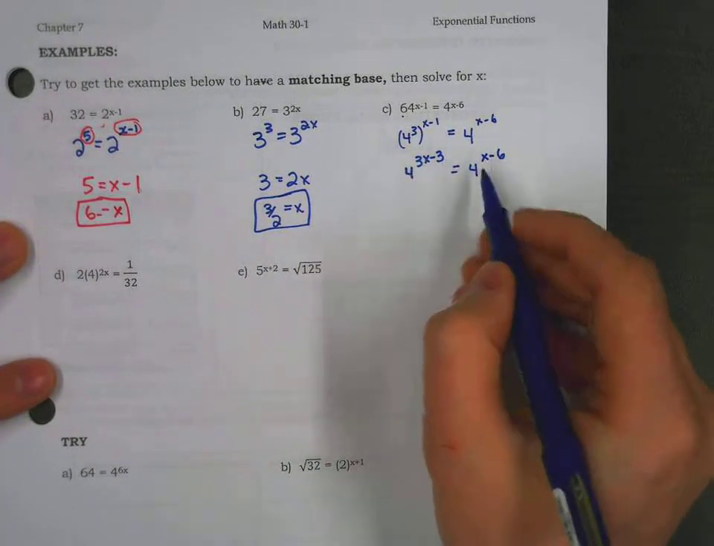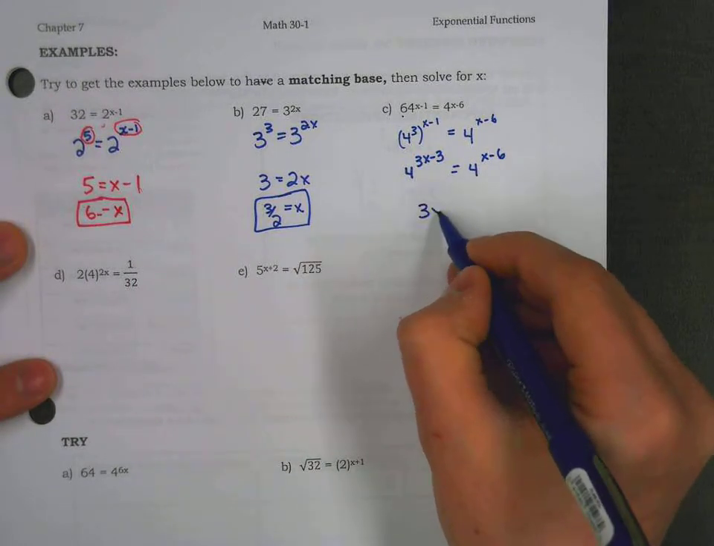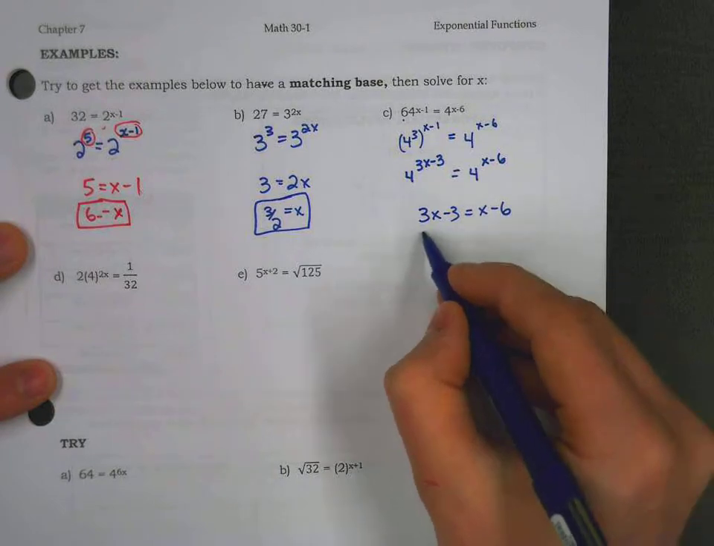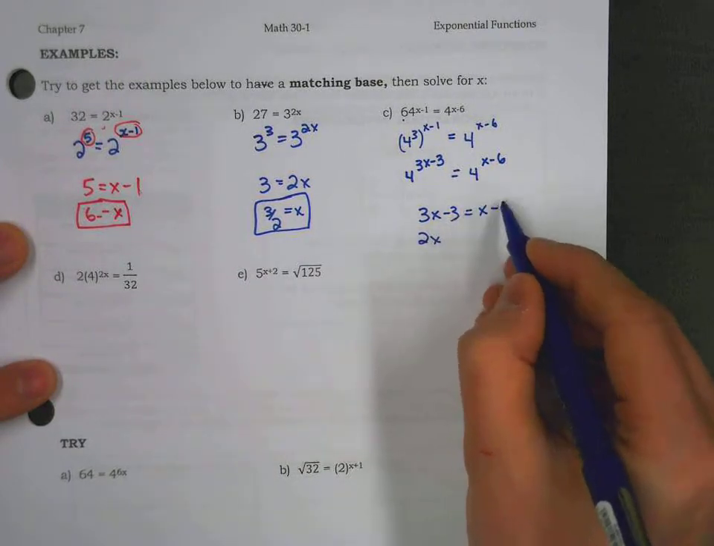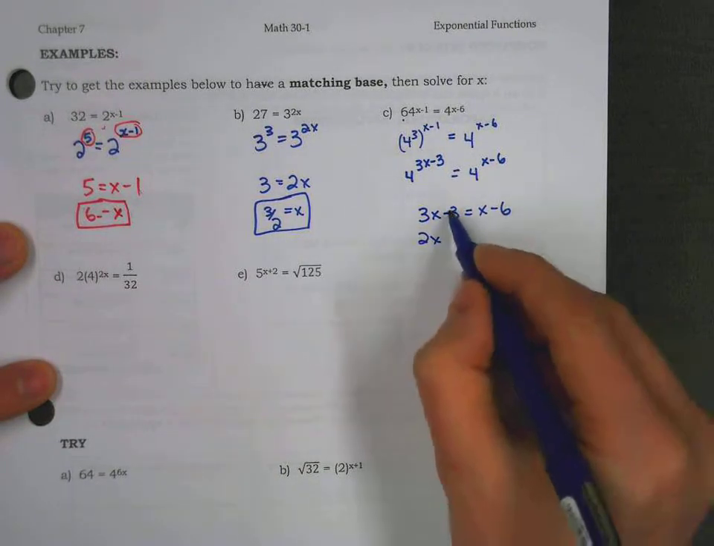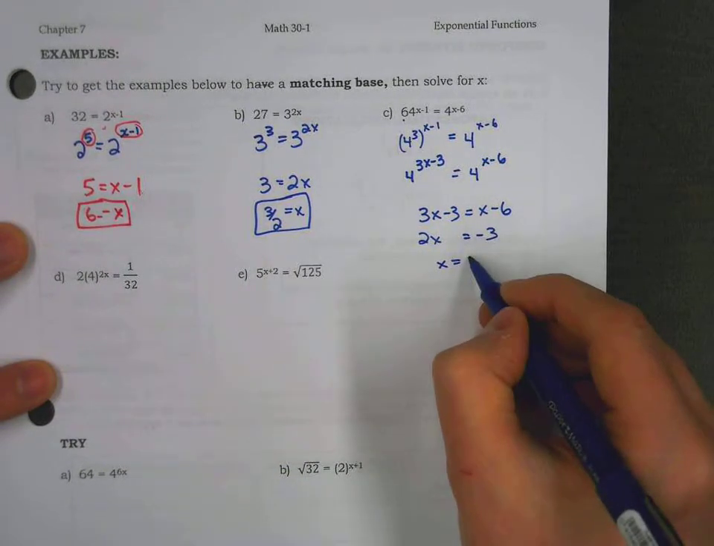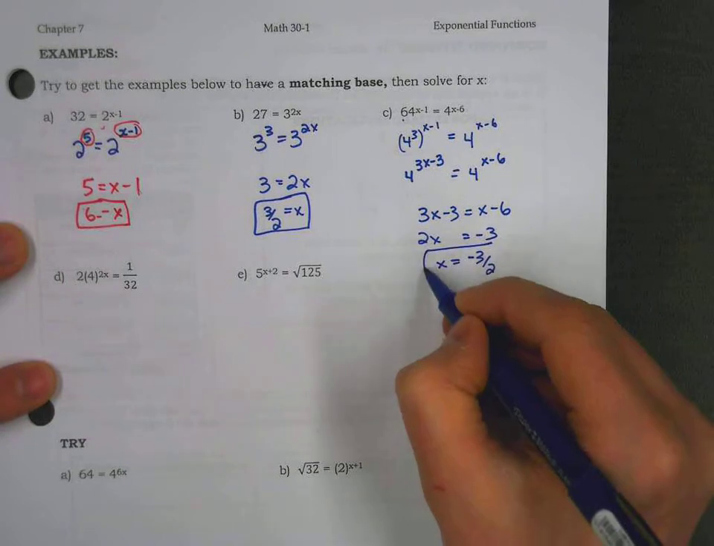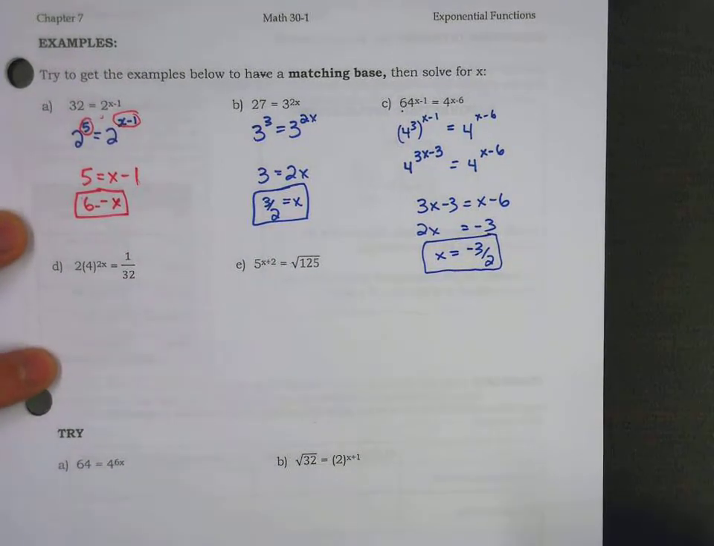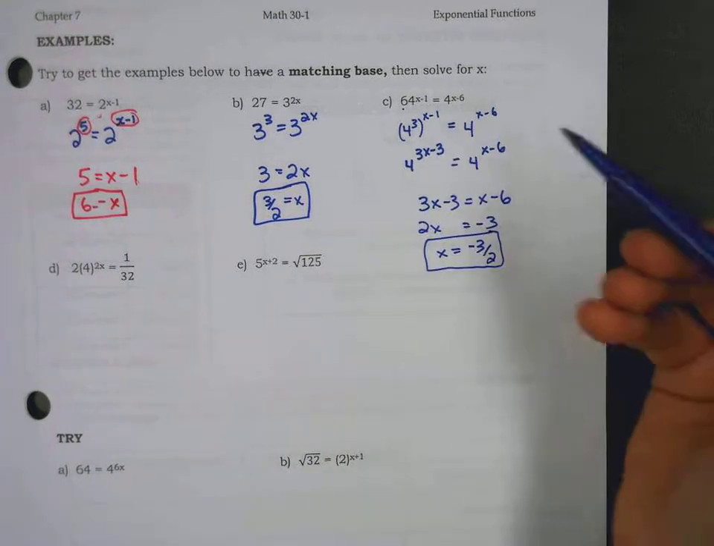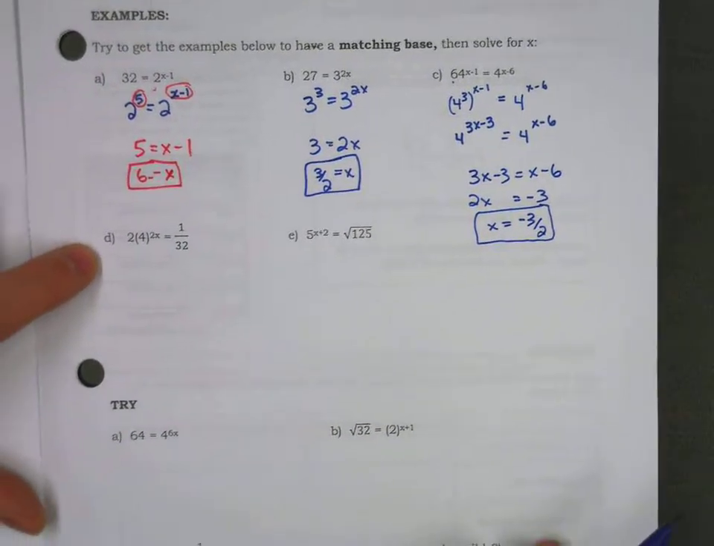But now that we've got a matching base, we can set those powers equal, and in fact if you subtract the x over, add the 3 over, we've got a negative 6 plus a 3, negative 3, divide both sides by the 2, and you have your negative 3 over 2 or your negative 1.5. So for the first time we're seeing some of those grade 9 exponent rules start to apply.